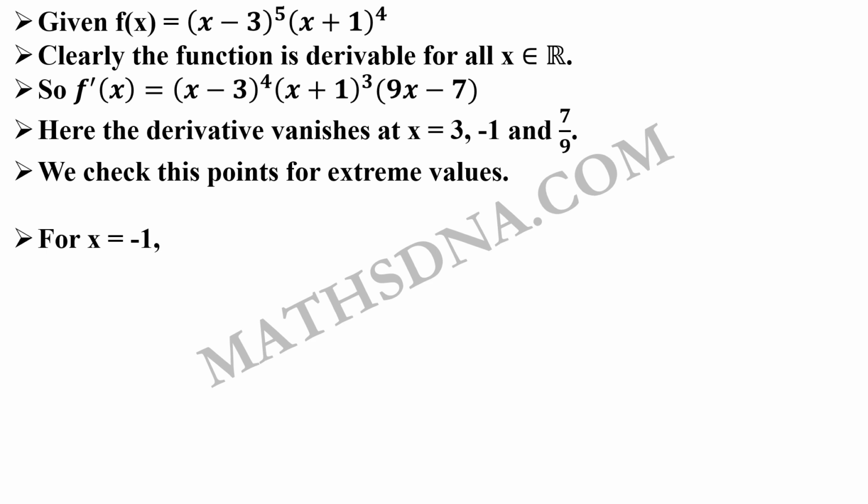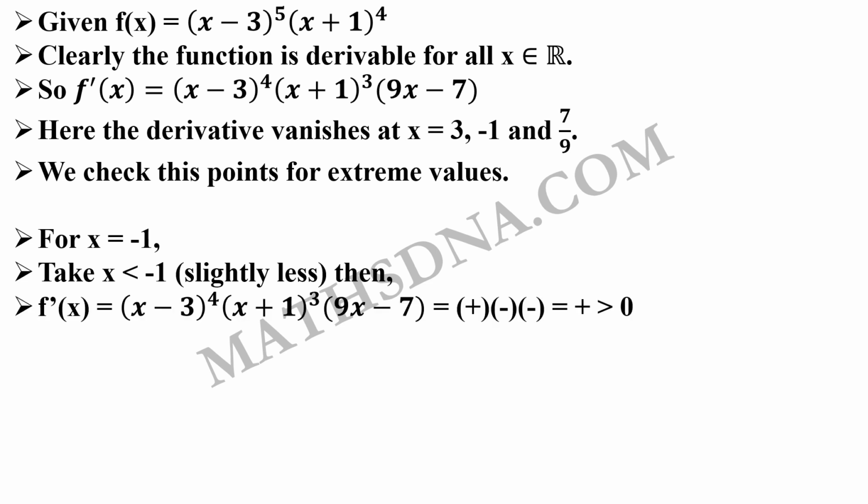Firstly, for x equals minus 1, take x less than minus 1 and be very precise. You have to just take slightly less than minus 1, so it can be minus 1.1, minus 1.2 and so on. Put the value in the derivative, that is (x minus 3) raised to 4, (x plus 1) raised to 3 and (9x minus 7). The first term, (x minus 3) raised to 4, for x less than minus 1 will be positive. The second term will be negative and the third term will again be negative. When all 3 terms are multiplied, they give a positive value, greater than 0.